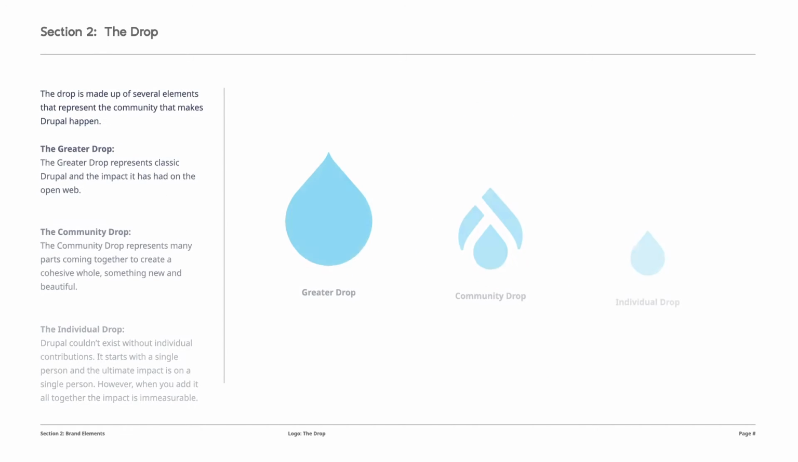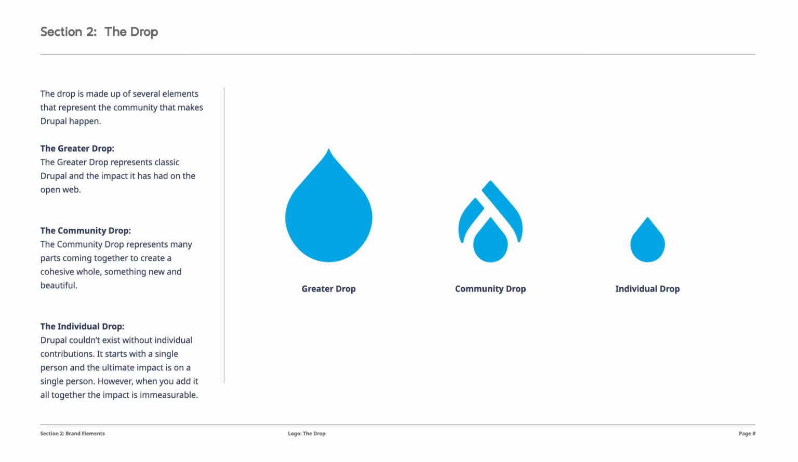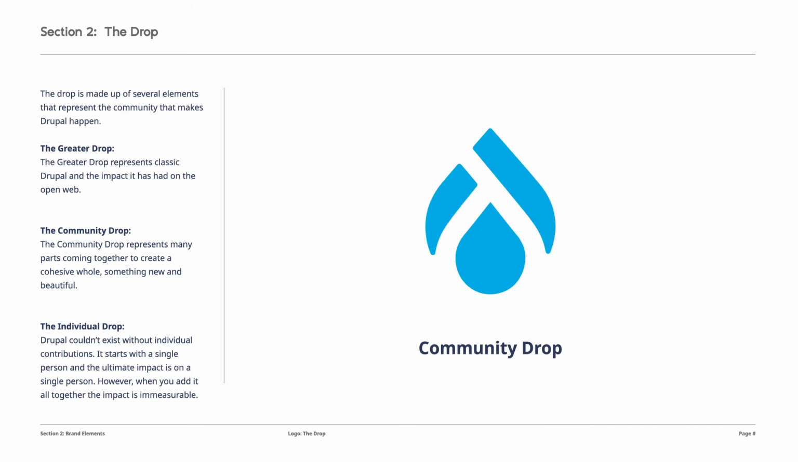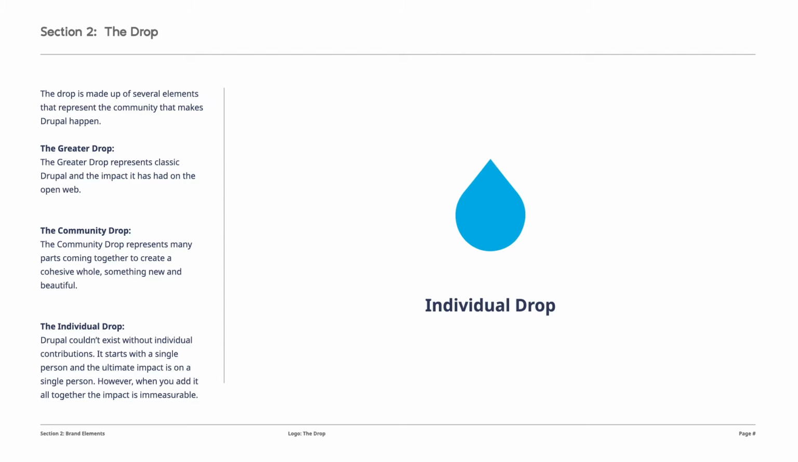The drop itself is made up of several elements that represent the community that makes Drupal happen. There's the greater drop that represents classic Drupal and the impact that it has had on the open web. Then there's the community drop that represents many parts coming together to create a cohesive whole, something new and beautiful. And finally, the individual drop. Drupal couldn't exist without individual contributions. It starts with a single person. When you add all of the people together, the impact is immeasurable.